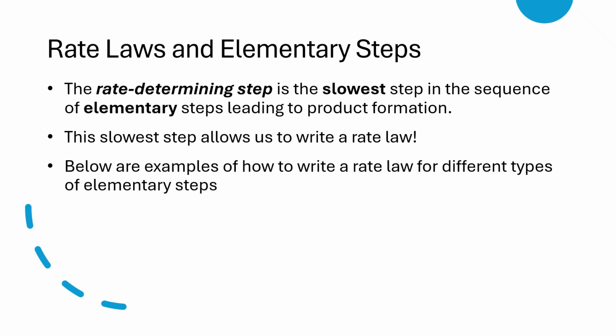Here are some examples of how to write a rate law for different types of elementary steps, meaning their molecularity. For a unimolecular reaction, we simply write the rate law as a function of the concentration of A. We write rate equals k times the concentration of A.